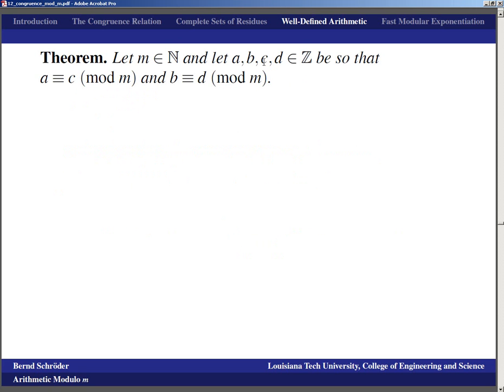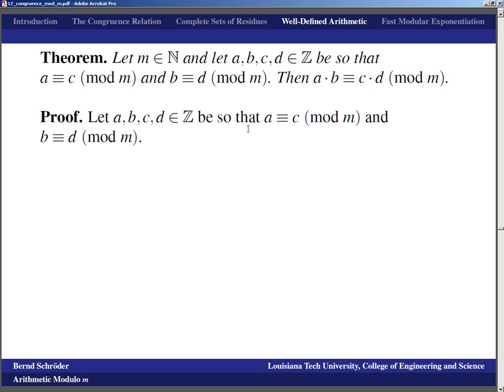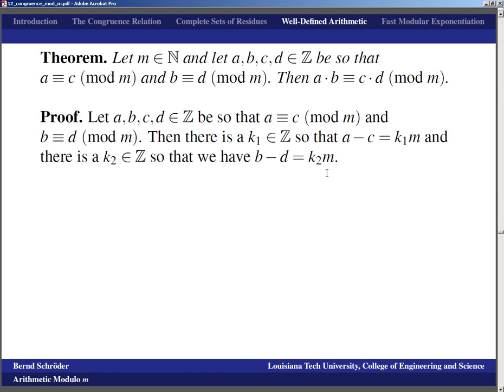We take a modulus, we take a, b, c, d, so that a is equivalent to c, b is equivalent to d, both modulo our modulus m. Then a times b is equivalent to c times d modulo m. And, well, same story, right? We decode what it means. We first remind ourselves that a, b, c, and d are so that a is equivalent to c, b is equivalent to d. We remind ourselves that that means that a minus c is k1m and b minus d is k2m. And now, well, now we have to look at ab minus cd.